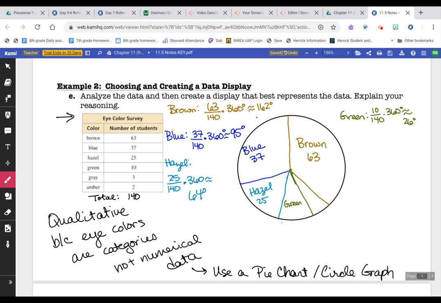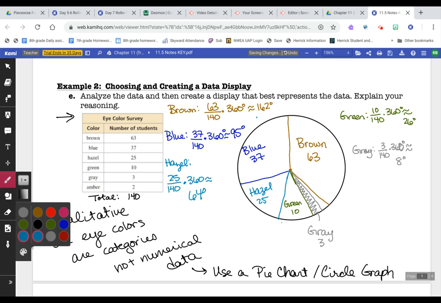Now we only have a little bit left, but we'll be okay because the gray and amber only represent a really small population. So for gray, we have 3 out of 140 students times 360 degrees, is approximately 8-degree angle. So we'll take this and make it approximate like that. I can maybe even shade it in gray right outside gray and write the number 3 underneath.